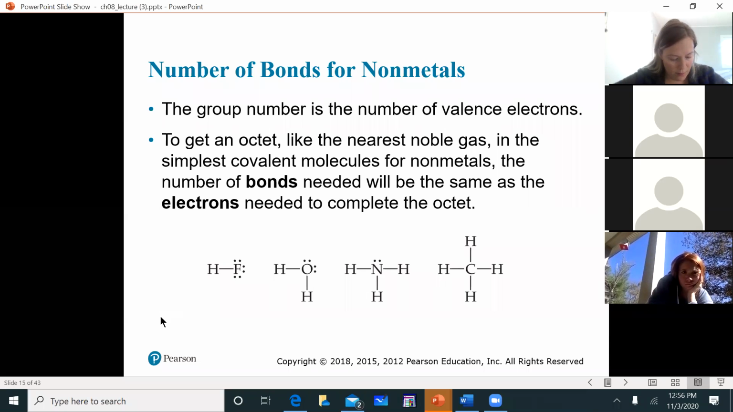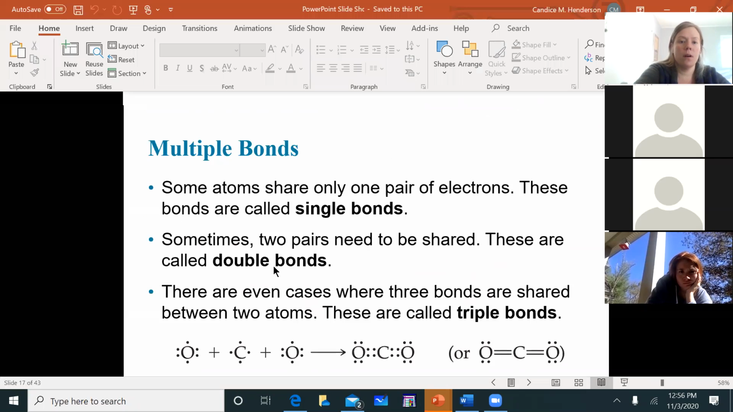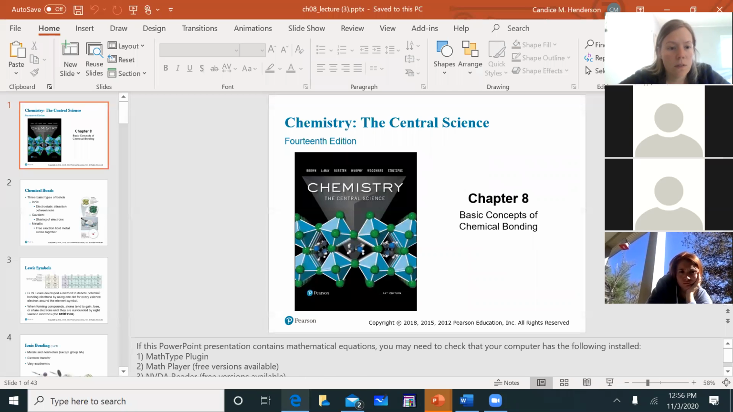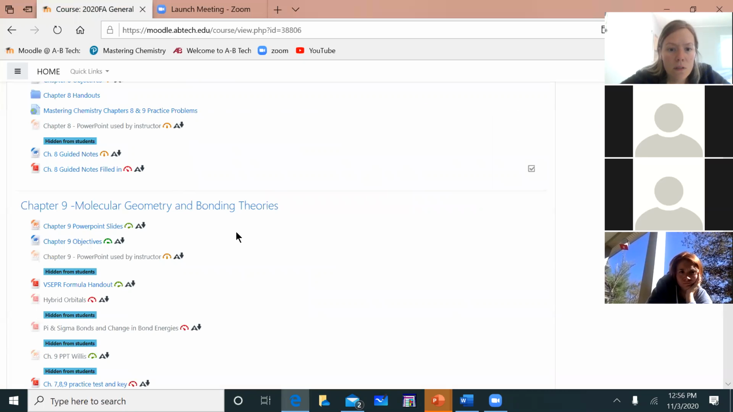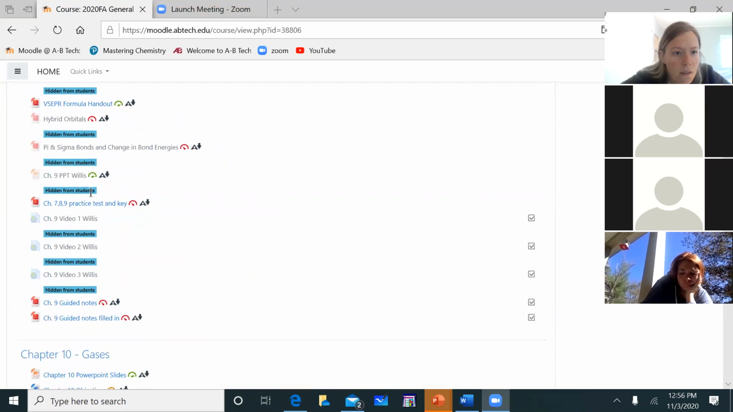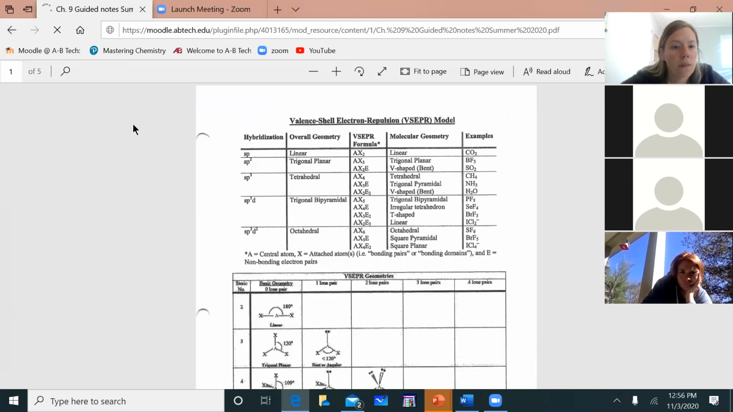I don't really like the way that they state these. I feel like this is sort of unnecessary. So I'm going to skip over to the guided notes. I think there's a better explanation of how to do these Lewis structures. Not there yet.